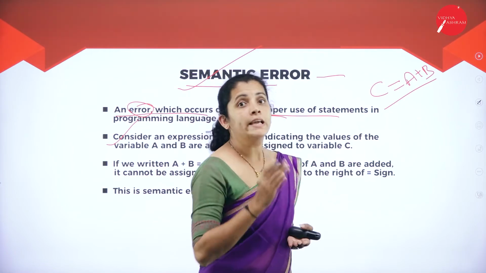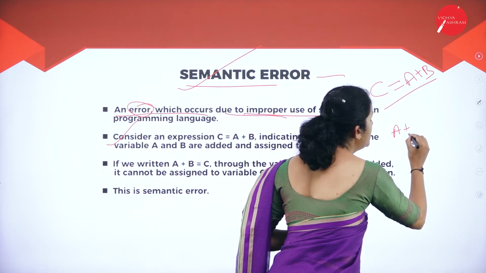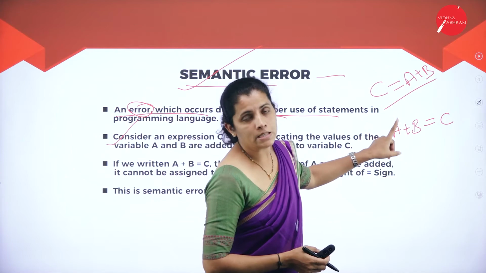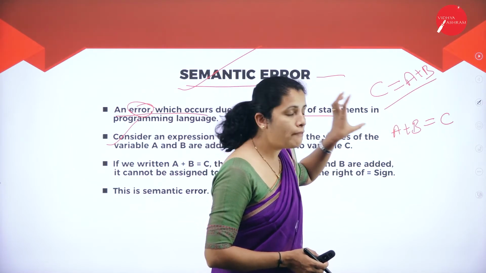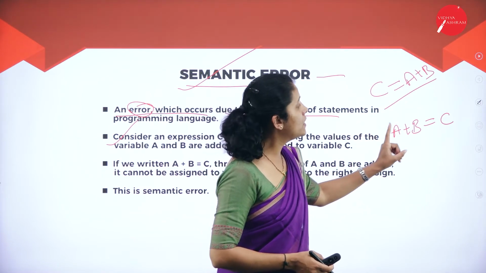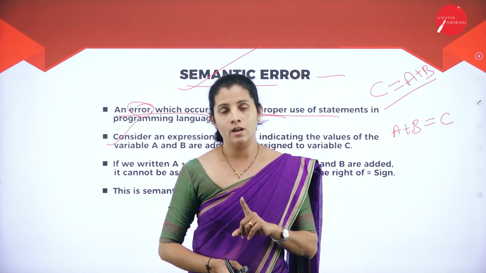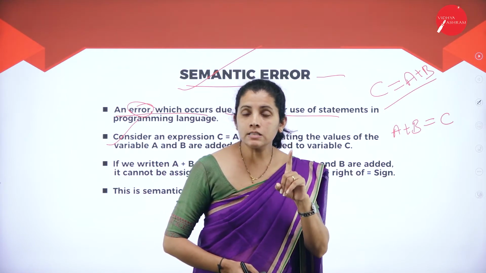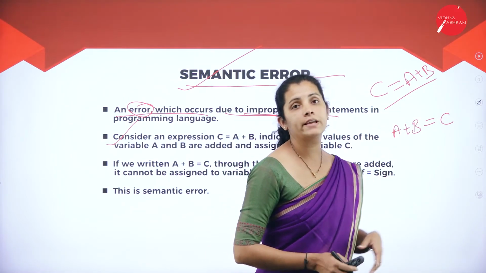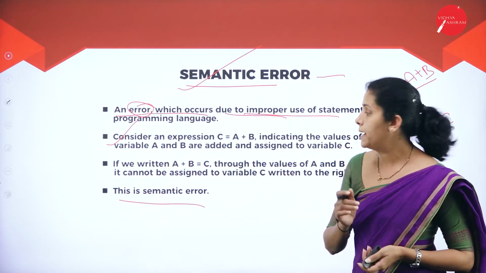Suppose if by mistake, instead of writing C equal to A plus B, think that I have written A plus B equal to C. It is a wrong statement, because here A plus B can be added, but whatever the value I'm going to get after adding A and B, the result does not assign to C. I repeat, here I am able to add A and B. After adding A and B, whatever the result I'm going to get, that does not assign to C. So that kind of mistake itself called semantic error.